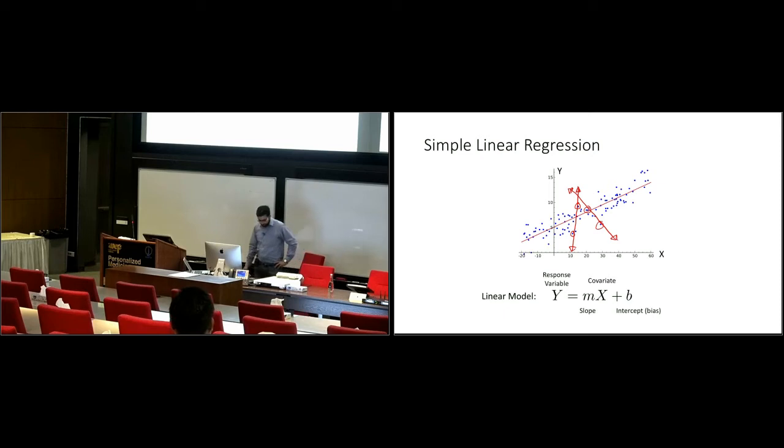Just some definitions. So y is the response variable, the output of the system, x is the input of the system, and m and b are something that we would be trying to learn. That's basically the parameters of our model.